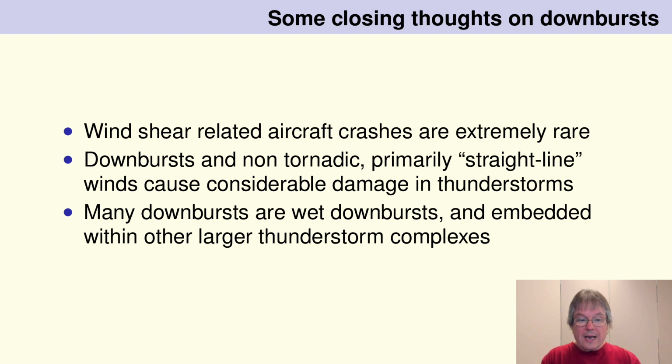Downbursts and non-tornadic straight-line winds cause considerable damage in thunderstorms. So in other words, just because the FAA is satisfied, the Federal Aviation Administration of the United States, which used to fund research on downbursts, now they don't need to because we understand them. Just because the aircraft hazard piece has been taken care of doesn't mean downbursts still aren't interesting. From my perspective as an atmospheric scientist, they're interesting because of the kinetic energy they produce.